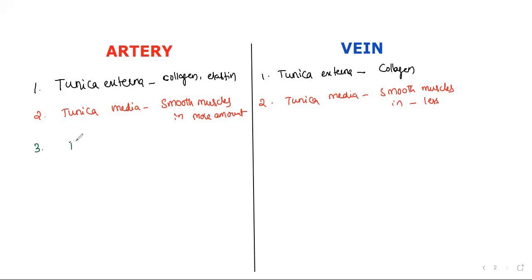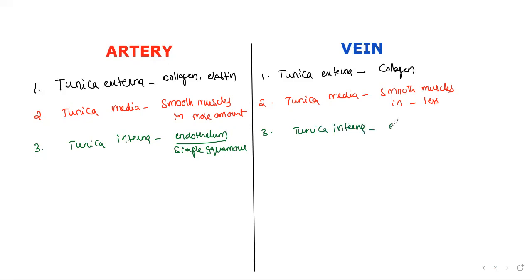Next, tunica interna. Same, no difference here. The endothelium is nothing but simple squamous epithelium. You can remember it as: endothelium of blood vessels is made up of simple squamous epithelium. Here also the same, tunica interna, endothelium, simple squamous epithelium.